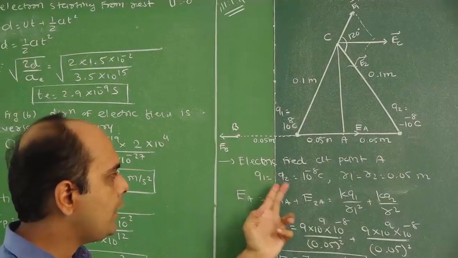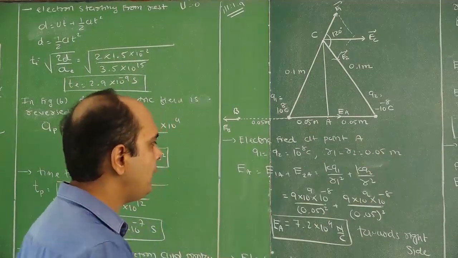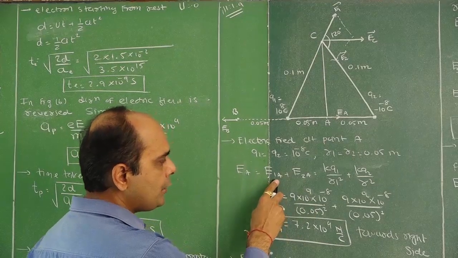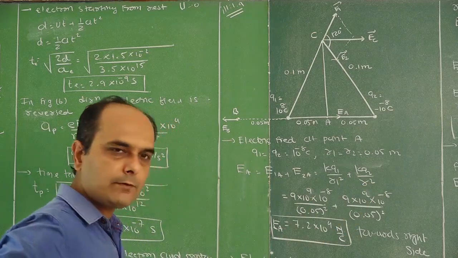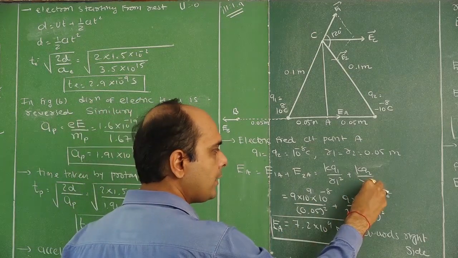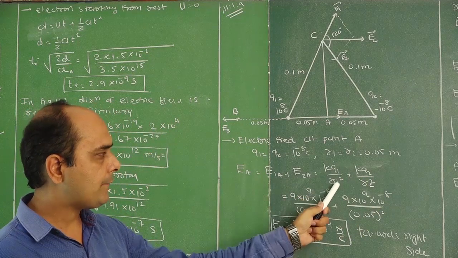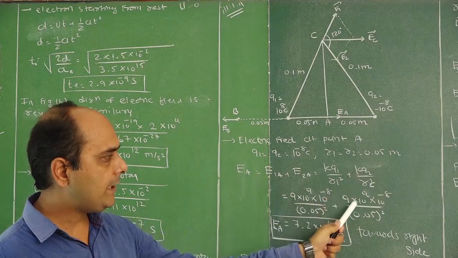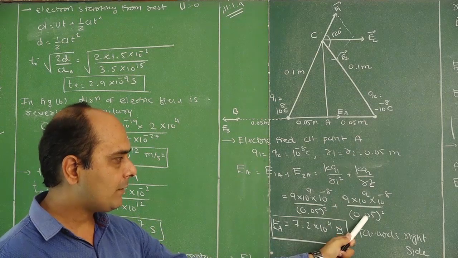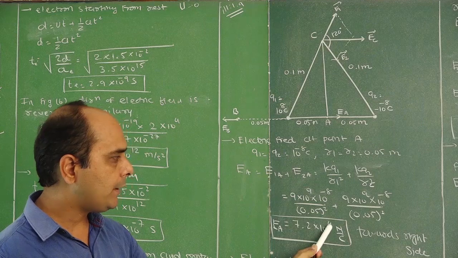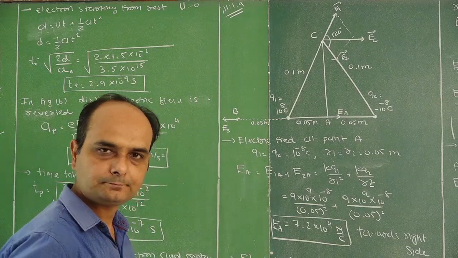Q1 and Q2 are 10 raised to minus 8 coulomb, and R1 and R2 are both the same distance, 0.05 meter. Therefore E at A is equal to, due to point charge, K Q1 upon R1 square plus K Q2 upon R2 square. The value of K is 9 into 10 raised to 9, Q1 is 10 raised to minus 8, R1 is 0.05 whole square. Again the same K, Q2 is 10 raised to minus 8 and R2 is 0.05. Both terms are the same, therefore the answer is 7.2 into 10 raised to 4 Newton per coulomb, acting towards the right hand side.